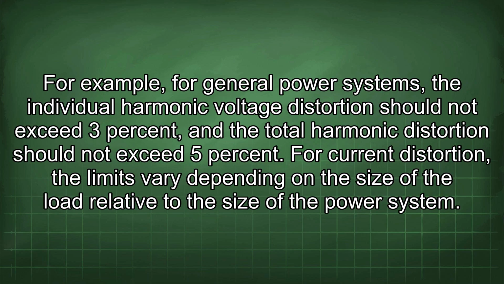For example, for general power systems, the individual harmonic voltage distortion should not exceed 3%, and the total harmonic distortion should not exceed 5%. For current distortion, the limits vary depending on the size of the load relative to the size of the power system.